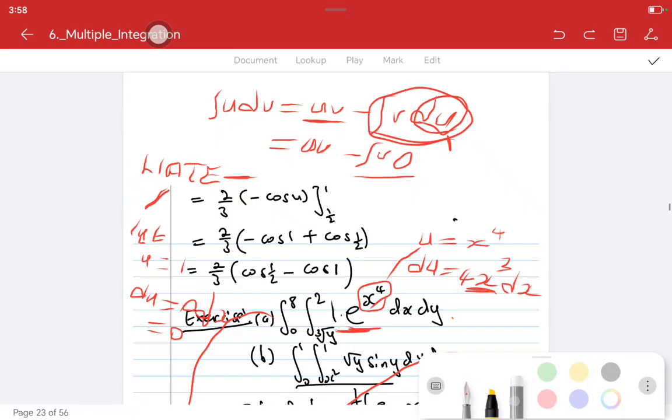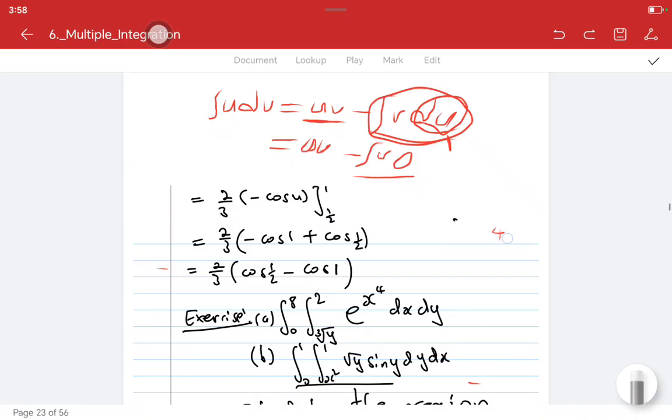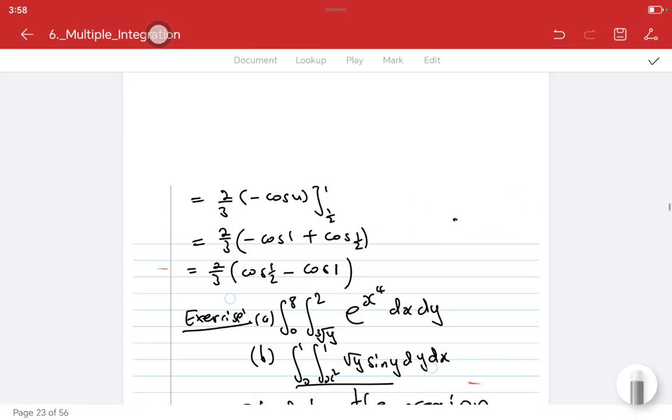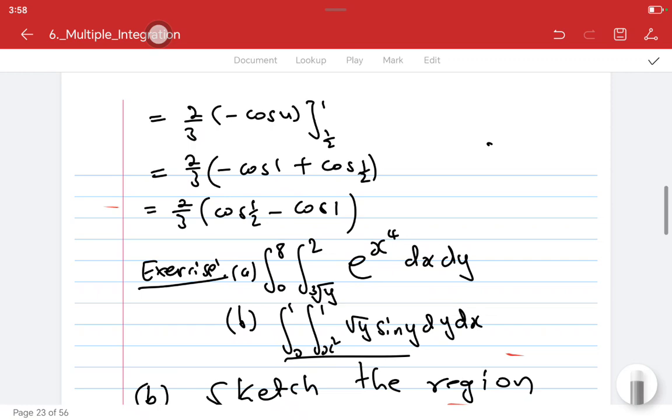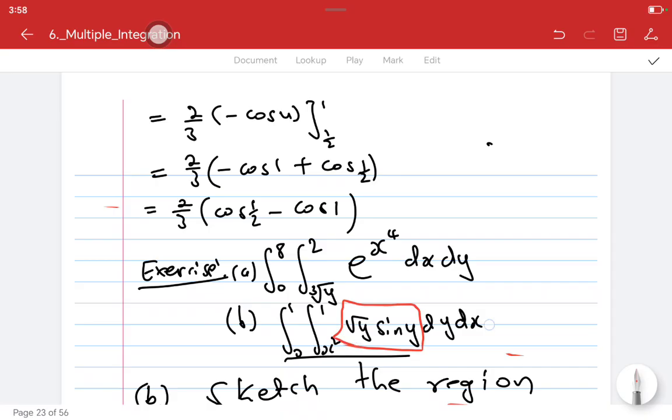So when I say that this doesn't work, I can change the coordinates. Let's look at the second one, why we had to change the coordinates. Here we're given the root of y, sine of y. Check this. There's no x here, so it would be simple for us to integrate using x first. Because yes, it can be integrated, we can integrate it by parts.